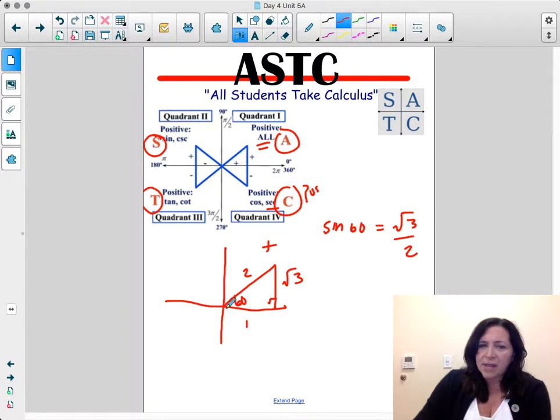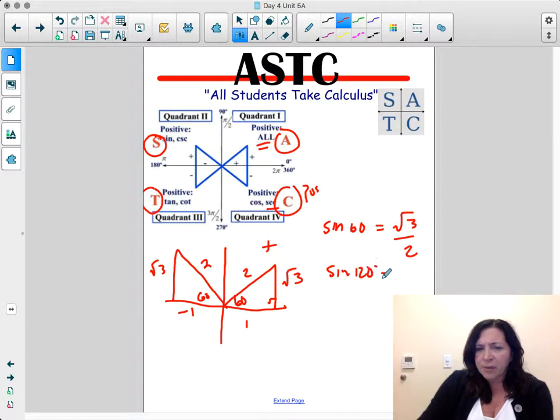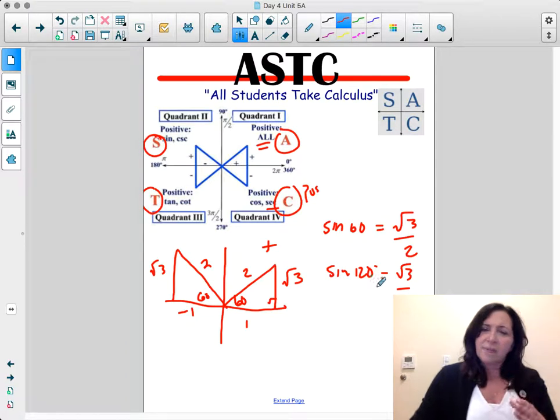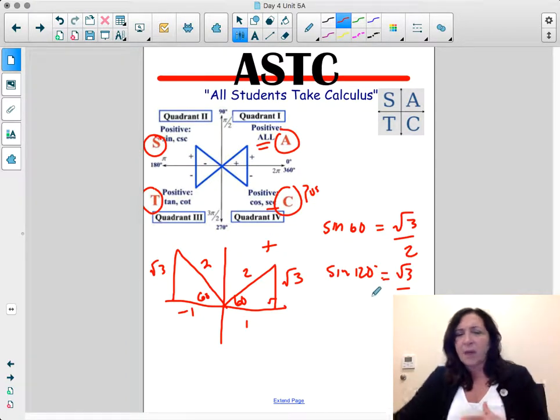But in the second quadrant, same problem, 60 degrees. You have the square root of 3, you have 2, but this is negative 1. In the second quadrant, sine is root 3 over 2, opposite over hypotenuse. So sine of 120 degrees is root 3 over 2. Again, I'm going to get the same answer all the way around, except some of these may be positive or negative.